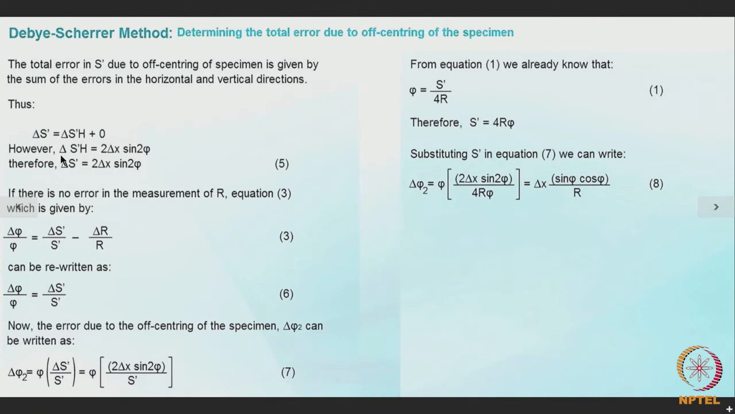However, we know that delta S prime h is equal to 2 delta x sin 2 phi. Therefore, the total error delta S prime due to the off centering of the specimen is simply equal to 2 delta x sin 2 phi.